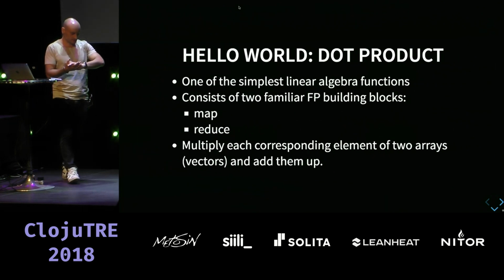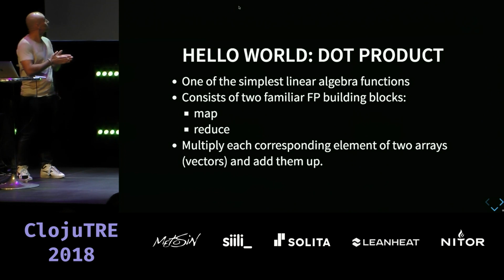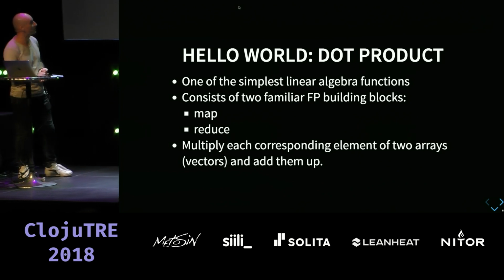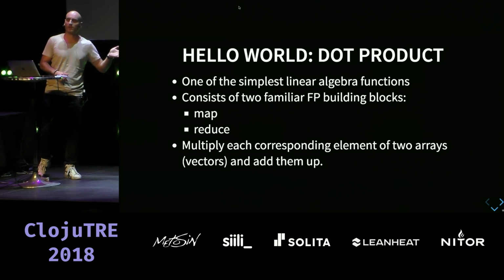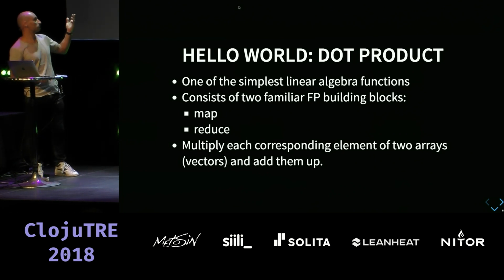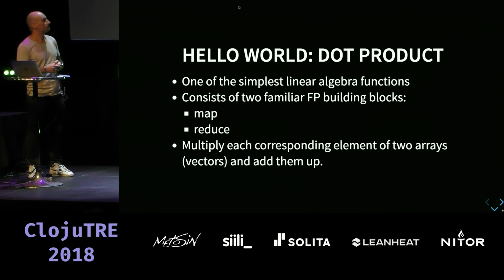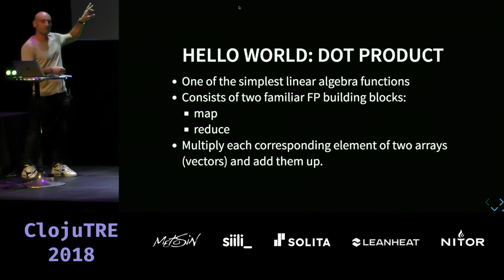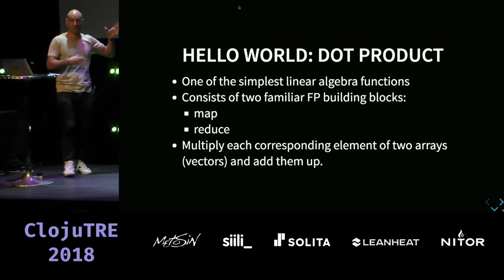So let's start with some practical things. First things first, how fast is fast? The first question from the start of the talk. I will walk through one of the simplest numerical algorithms, which is dot product. It's a building block of many numerical computing algorithms. And there are two key techniques from functional programming that build this dot product.